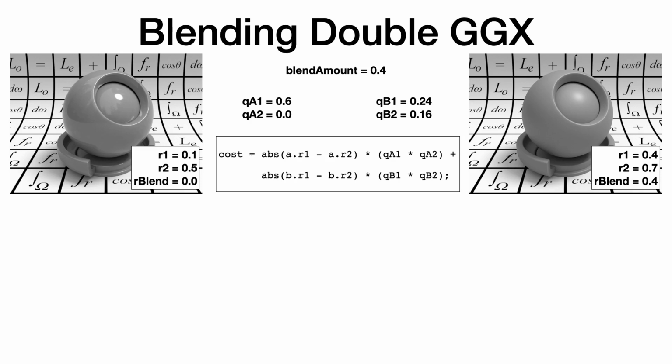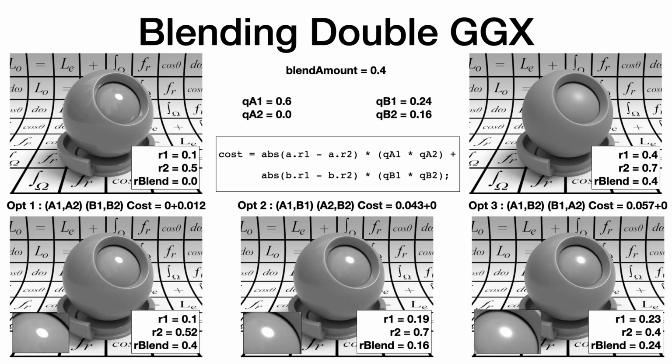On the A side, QA2 is 0 because we're only using one of the lobes, so this means that the cost of the side that includes that lobe on each option will always be 0. The differences here are subtle, but hopefully you can see that the lowest cost option here, option 1, is the one that retains the original tight spec that is dominant on the side that we're blending from.